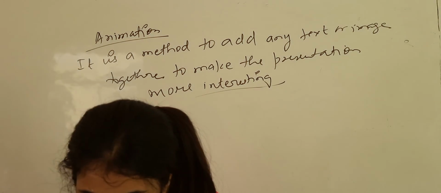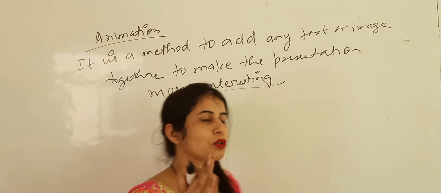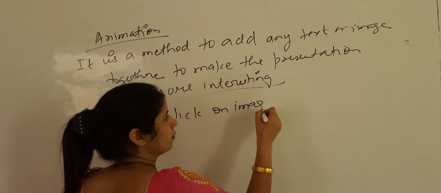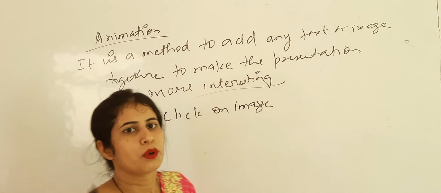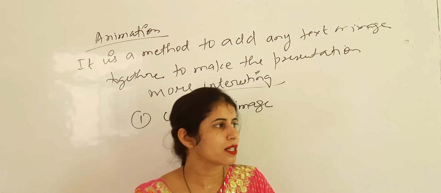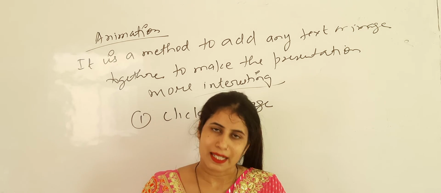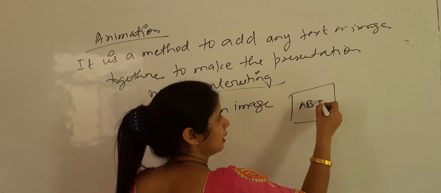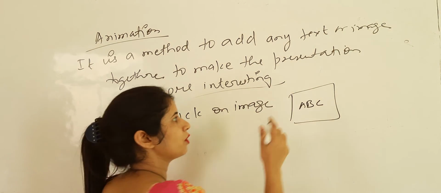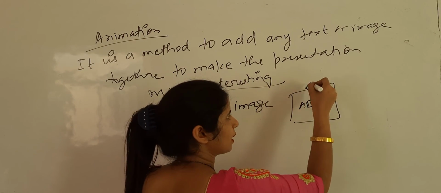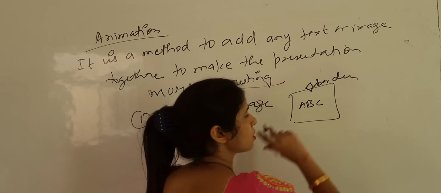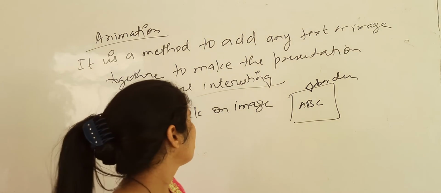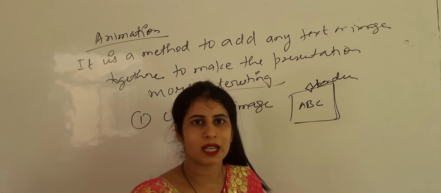So if we are going to apply the animation, we have to first click on the image, the image on which we are going to apply the animation. At first we have to select that image. And if text is inside it, suppose it is ABC and you want to select the whole part of it, you have to select its border. So to select the whole part of it, we have to click on this border icon there.